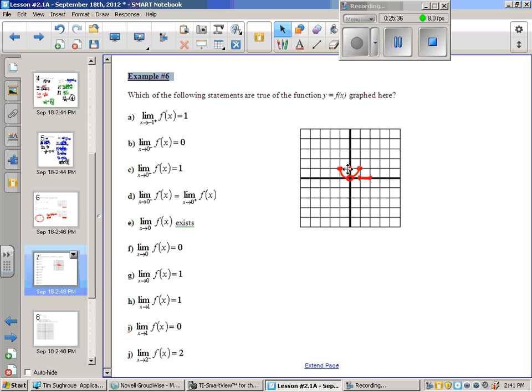Likewise, there's an open circle at the point 1, 1. And it jumps down here at 1 and has a value at 1 of 0. And it stays on that x-axis, so it continues to be 0 all the way over to 2. So that's what we're looking at when we look at this particular picture. Okay?